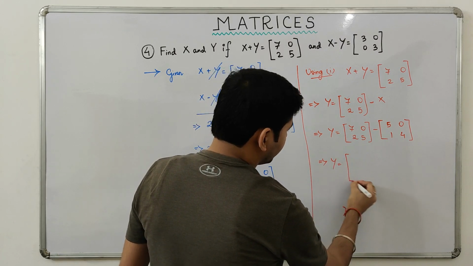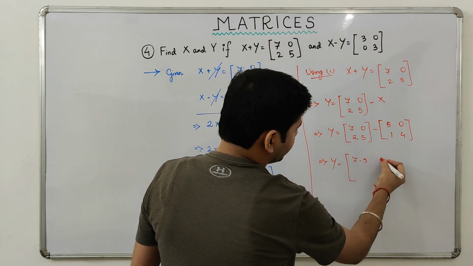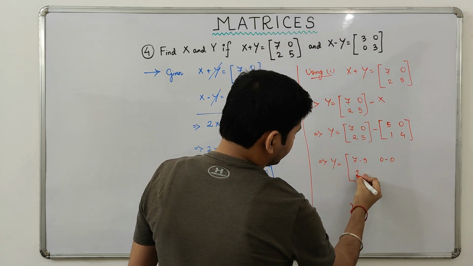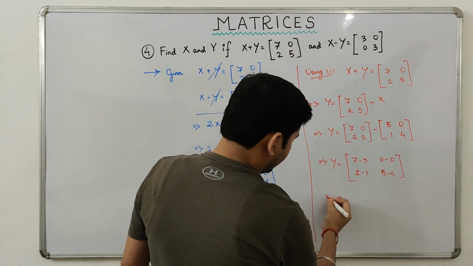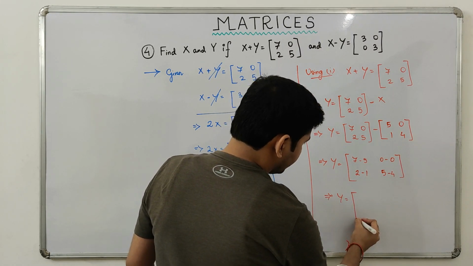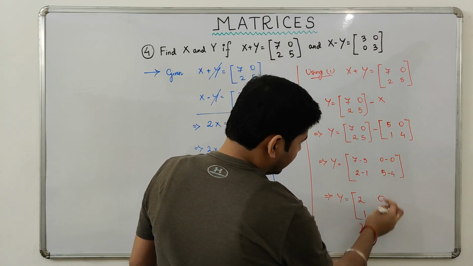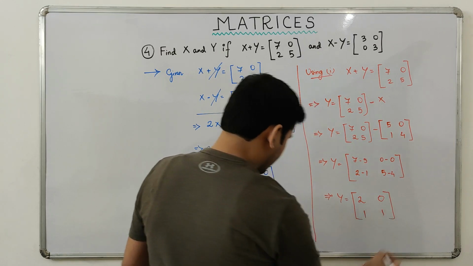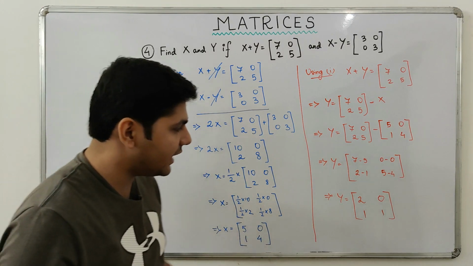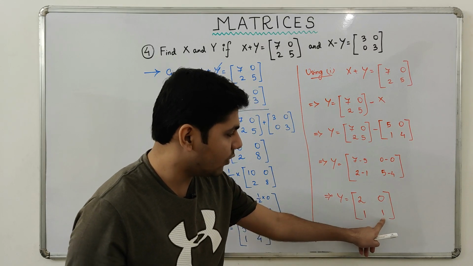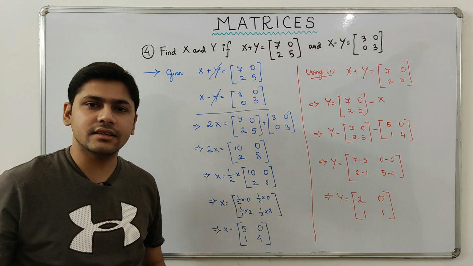So what do we get? y is equal to 7 minus 5, 0 minus 0, 2 minus 1, and 5 minus 4. So we get the value of y as 7 minus 5, that's 2, 0 minus 0, that is 0, 2 minus 1, that's 1, and 5 minus 4, that is 1. So the value of x is 5, 0, 1, 4 and the value of y is 2, 0, 1, 1, and that is our answer. See, this was also very simple. Now we will move on to the next sum.